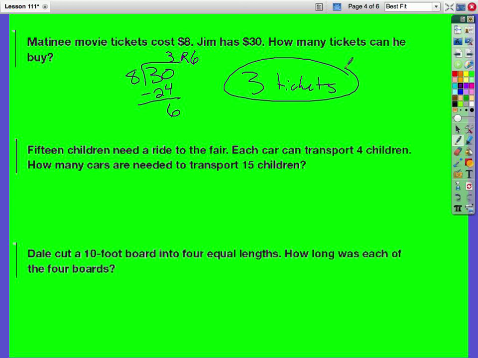15 children need to ride to the fair. Each car can transport 4 children. How many cars are needed to transport 15 children? Okay. So if 15 need to ride, each car can transport 4 children. So we're going to take 15 divided by 4. Okay, here I have a remainder of 3.